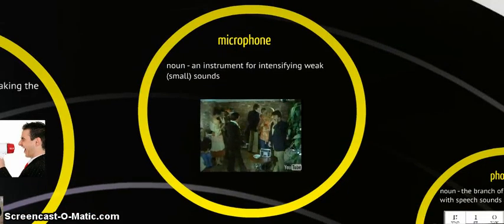Microphone, two roots in it, micro meaning small and phon meaning sound. It is a noun, an instrument for intensifying weak or small sounds. And I think you're really going to find this commercial from, I believe, the 80s pretty entertaining. It's for the Mr. Microphone, and you'll see how it makes weak or small sounds more intense.